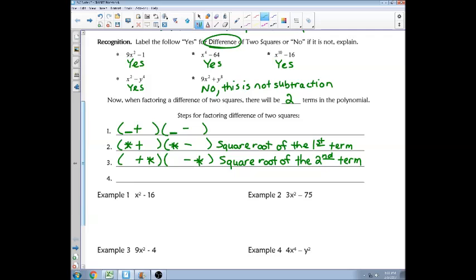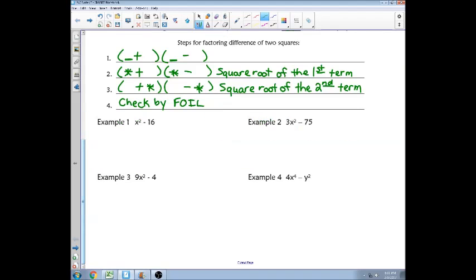Finally, to make sure that I did this right, we're going to check our answer by using FOIL, better known as double distribution. Okay? So let's look at example 1. I have an x squared. That is a perfect square. I have a 16. That is a perfect square. And I have a negative sign in between, which means that I have the difference of two squares.